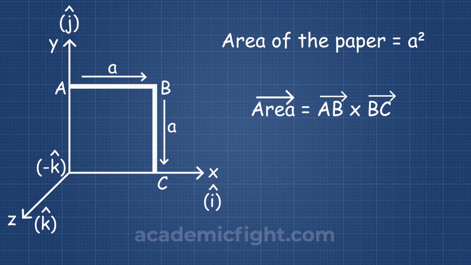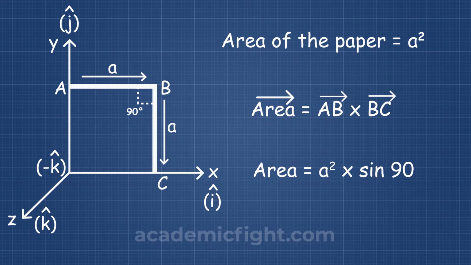And we also know that in the cross product, we take the sine of the angle of the vectors. And the angle between the AB vector and BC vector is 90 degrees. So the area is equal to a square into sine 90, which is equal to a square k vector or minus k vector, since the paper is in xy plane. So this is how we calculate the area of any open surface. In an open surface, area vector can be in any of the perpendicular direction, coming out of the plane, and going in the plane. Now let us look into an example of a closed surface.